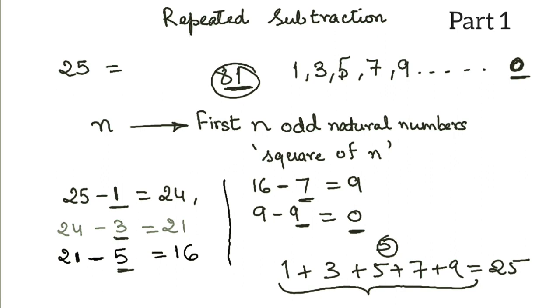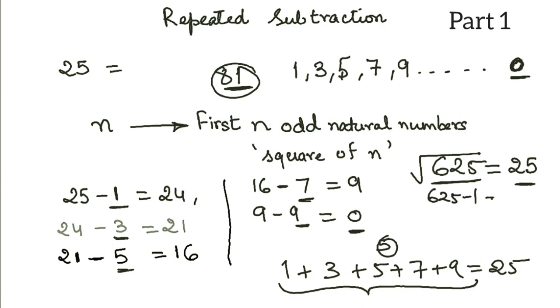Now suppose you have a huge number, like 625, which is huge to find using this method. Here I can recollect from my memory that it is the square of 25. So the square root of 625 is 25. It means that you need to do 25 repeated subtractions starting from 625. First, subtract 1 from 625, and the result will be 624. Then again subtract the next odd natural number from the result until you get 0.